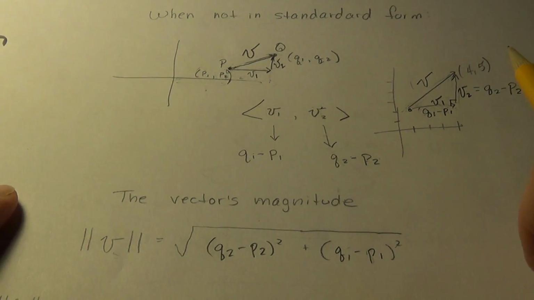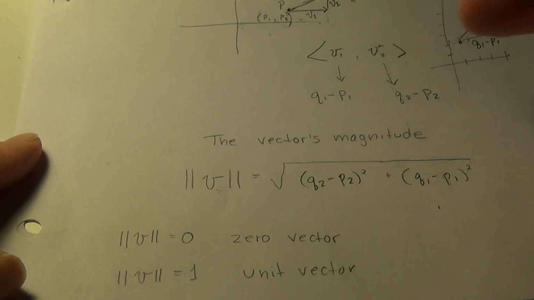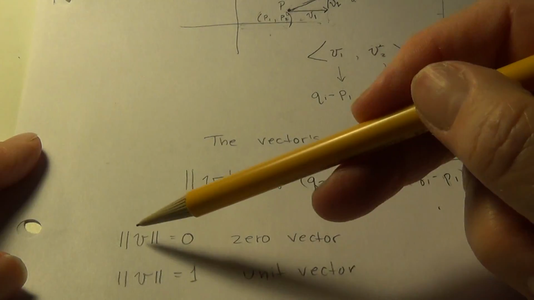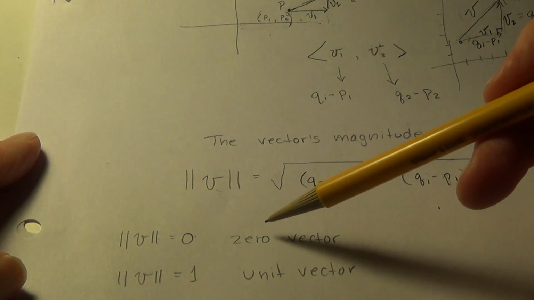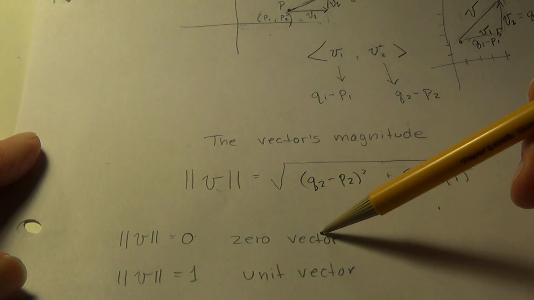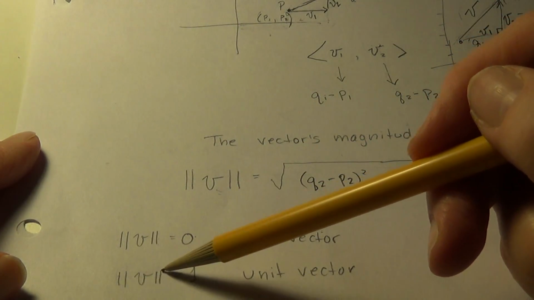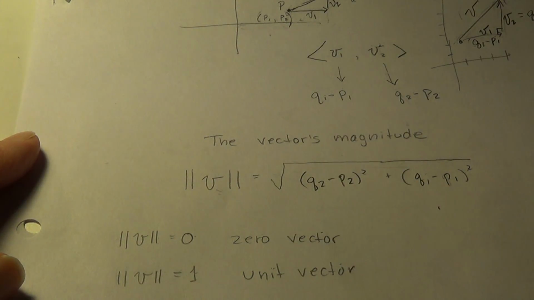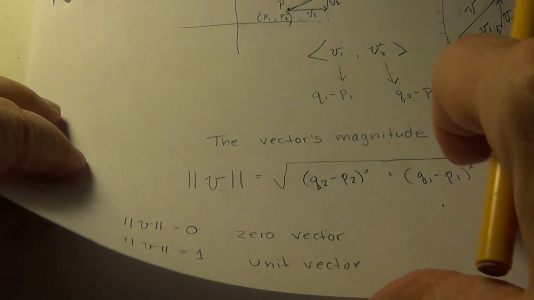Alright, so theory. Another definition: remember the double lines mean the length or the magnitude of the vector. If the magnitude of a vector is 0, then we call it the zero vector. Wasn't that creative? And if we have the length of a vector equals 1, we call it the unit vector. So we really outdid ourselves with those names.